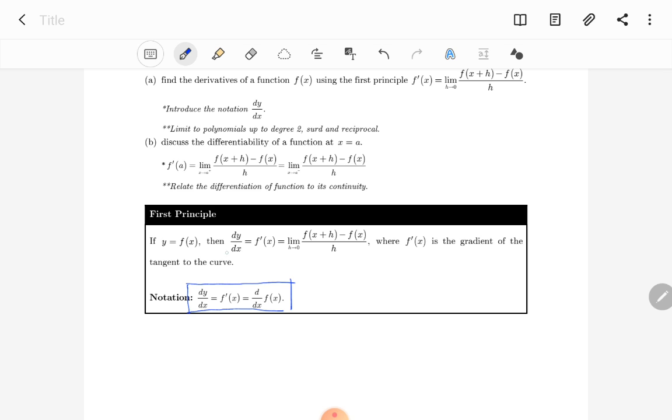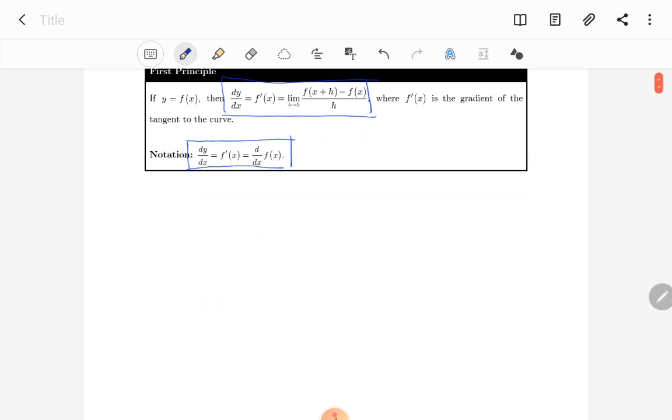And given here, the formula for first principle is dy/dx equals f'(x) equals the limit of f(x + h) minus f(x) over h as h approaches 0, where f'(x) is the gradient of the tangent to the curve. Okay, so you need to remember this formula.